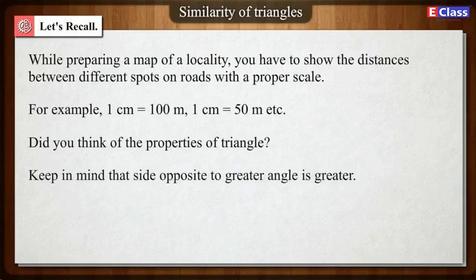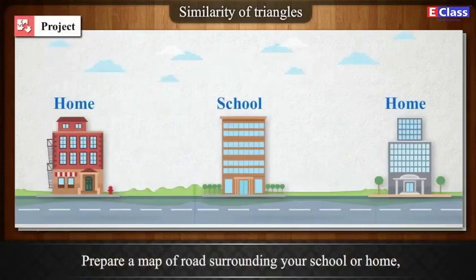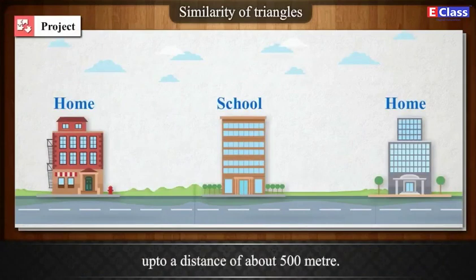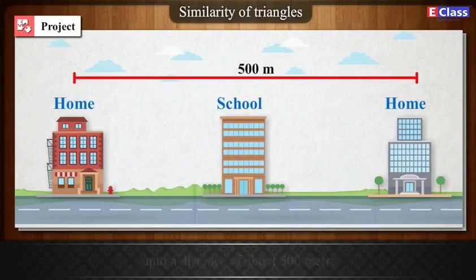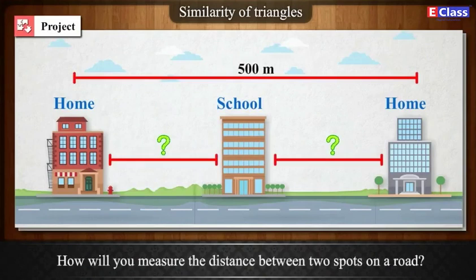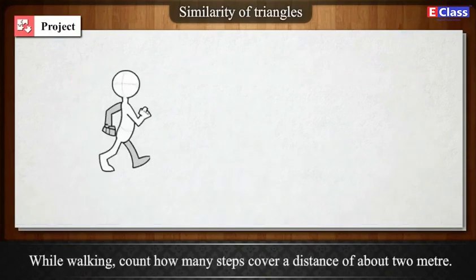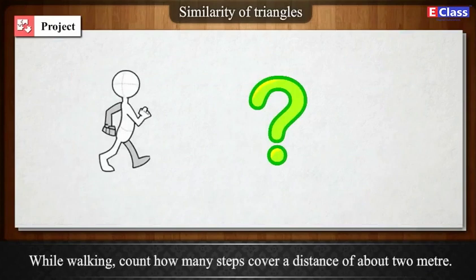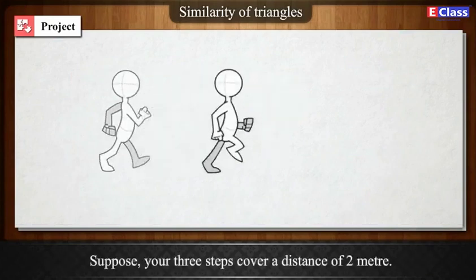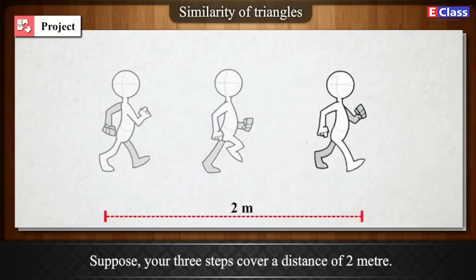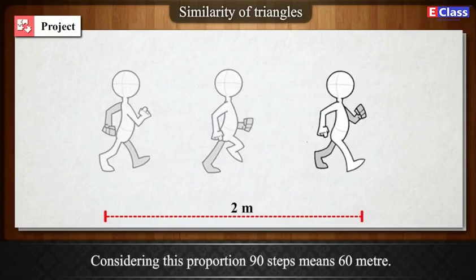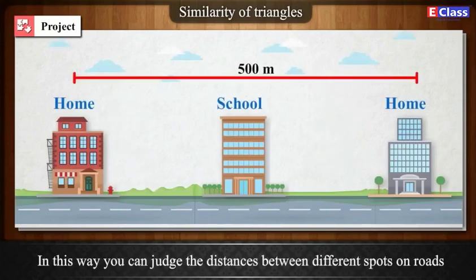Project. Prepare a map of road surrounding your school or home up to a distance of about 500 meters. How will you measure the distance between two spots on a road? While walking, count how many steps cover a distance of about 2 meters. Suppose your 3 steps cover a distance of 2 meters. Considering this proportion, 90 steps means 60 meters. In this way, you can judge the distances between different spots on roads and also the lengths of the roads.